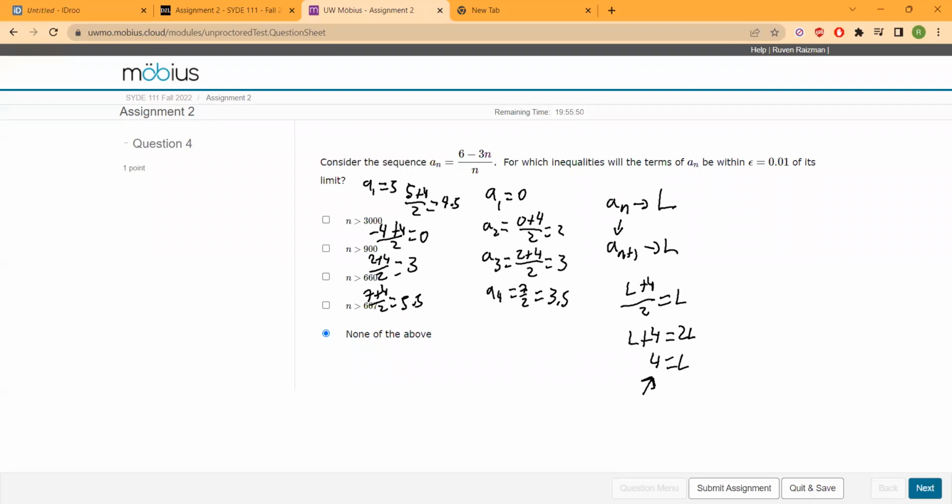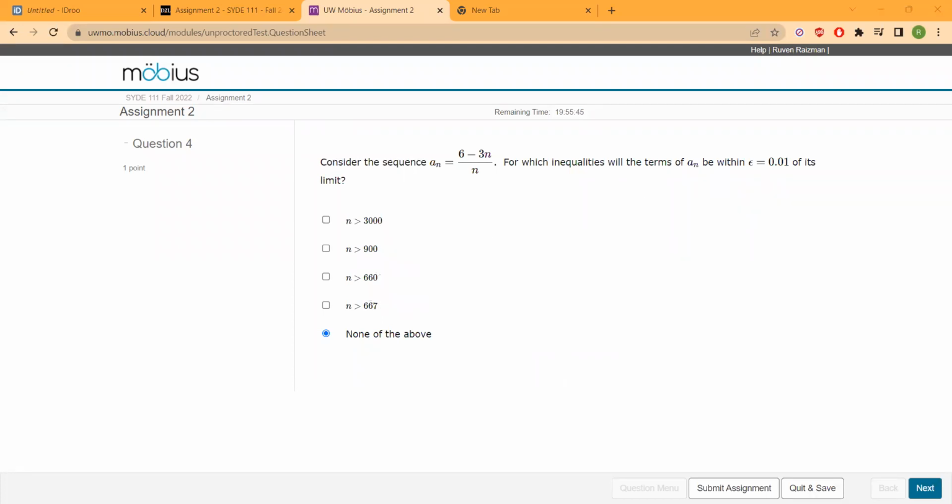Okay, now we reached our next question. Clear all drawing. So consider the sequence a_n equal to (6 - 3n)/n. For which inequalities will the terms of a_n be within epsilon equals 0.01 of its limit?